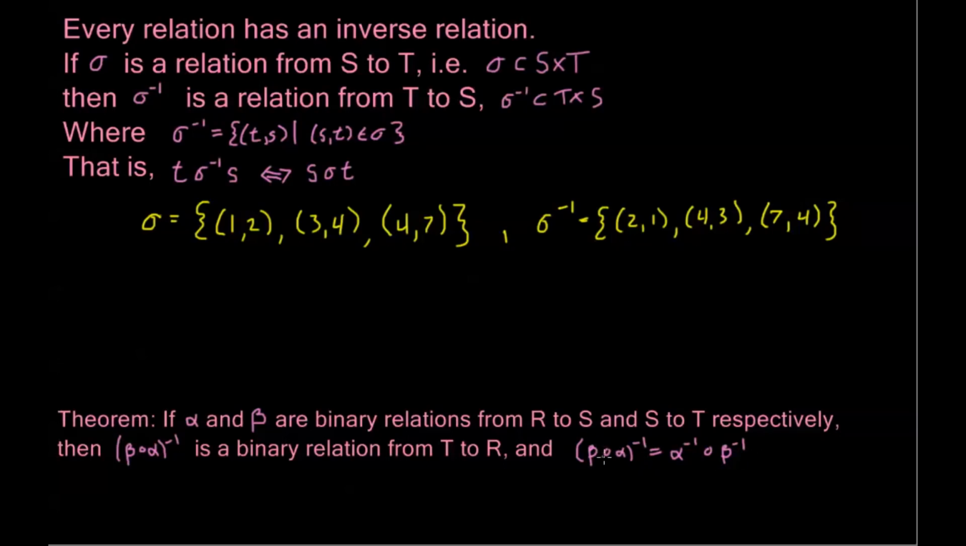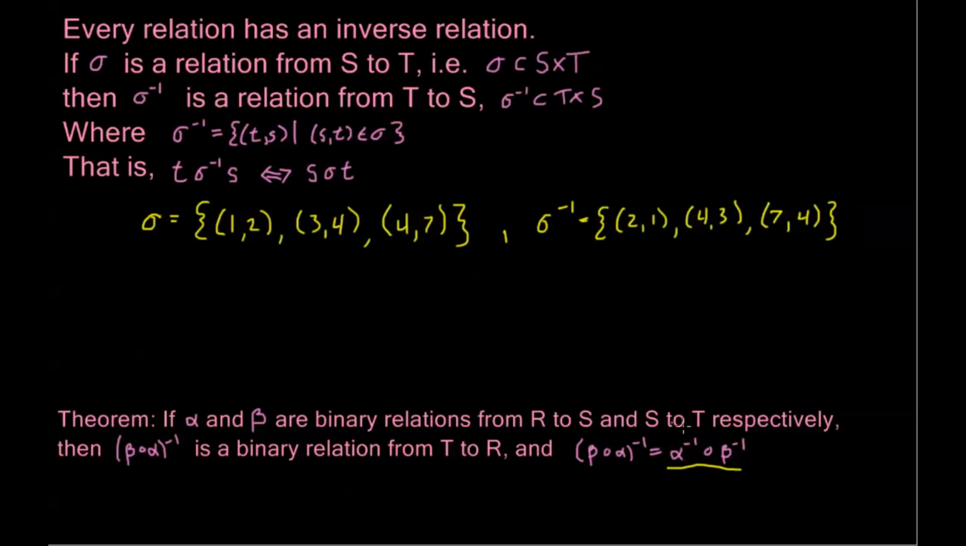If I have beta composed with alpha, that means I'm going from some little r to a little s through alpha, and I'm going from that same little s to a little t through beta. Now to undo that relation, or to do the exact opposite thing, I need to go through beta inverse to go from the little t to the little s, and then I need to go through alpha inverse to go from the little s to the little r. And that's exactly what this says here, isn't it? This means I'm going through beta inverse and then through alpha inverse to reverse the relation that I had originally.